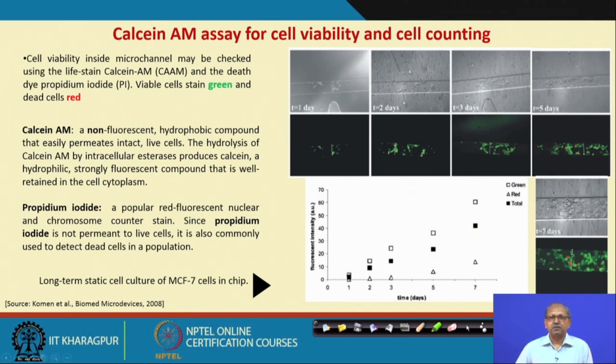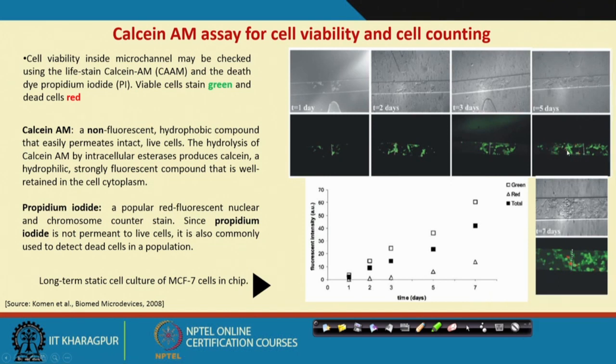In that way, you can see here that the red ones are not puncta, they are red cells, meaning these cells are dead, and all the green cells are living cells. We are plotting fluorescent intensity with respect to time, and we can get the growth curve. Green means live cells, this dark one means total dead and living cells, and these are the dead cells. In that way, you can easily quantify the number of cells for cellular growth with respect to time.